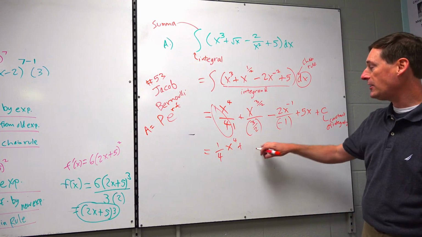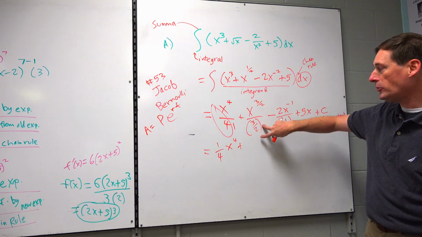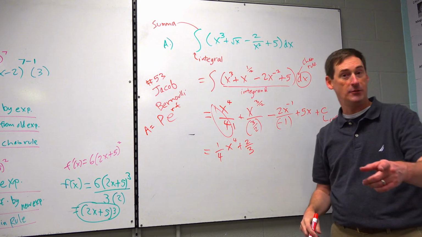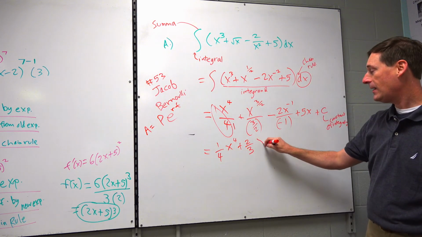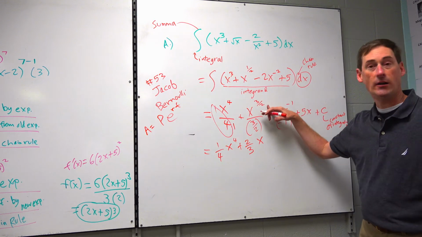Now, remember, keep, change, flip. Dividing by 3 over 2 would be multiplying by the reciprocal 2 over 3. Keep, change, flip. All right? So write that as 2/3. Now, x to the 3/2, that's fine. I'll give you full credit.